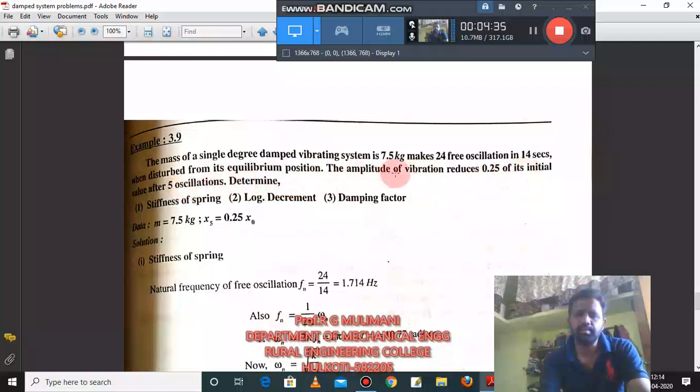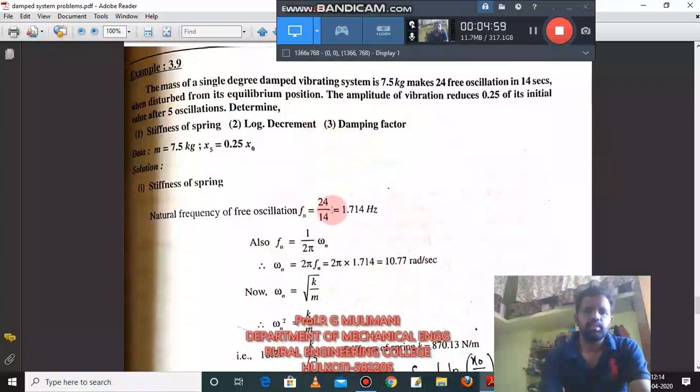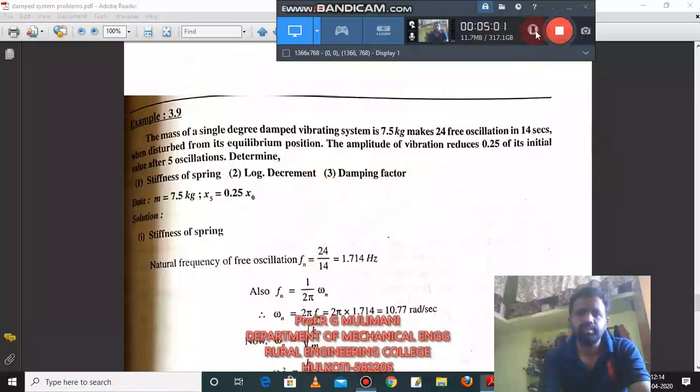See here the amplitude, the initial amplitude, that is x naught. Initial value is x naught. It reduces its amplitude from its initial value after 5 oscillations. So after 5 oscillations, what is the amplitude? That is 0.25 times the initial value. Okay, what you need to find out now is the stiffness of this spring.